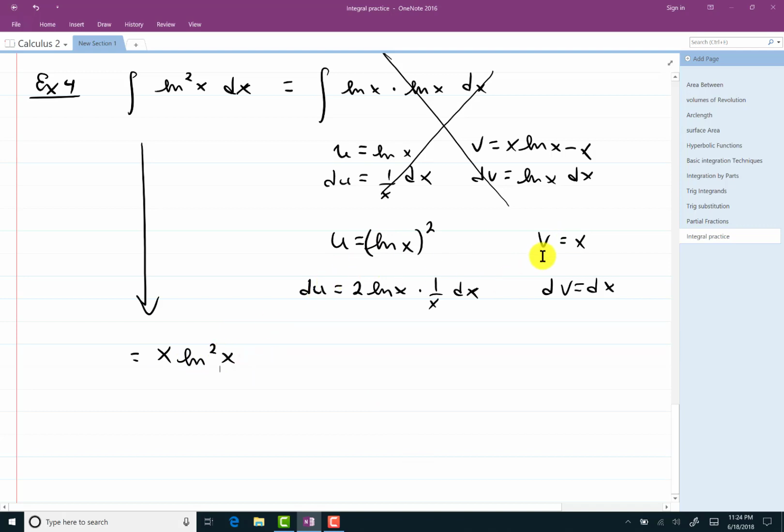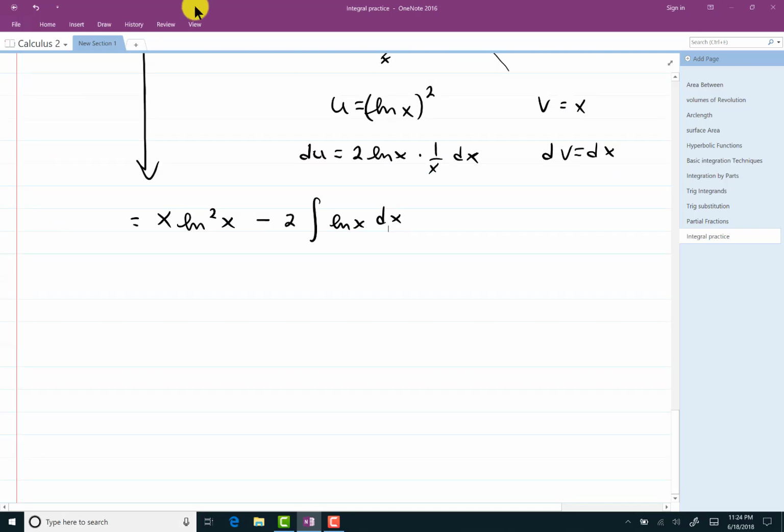And then the x's here cancel. I get minus 2 integral ln x dx. Now, I guess I was wrong. This would not have been bad, because I'm going to go through just as much effort doing it this way.